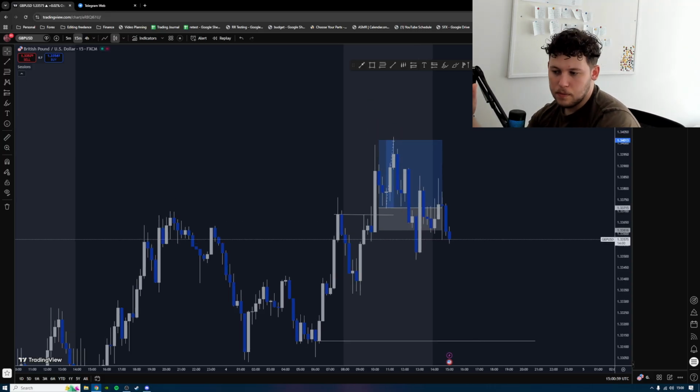Now, something I just want to add on to this as well is me obviously talking about the candle closing above or below a high, but also above the wick.